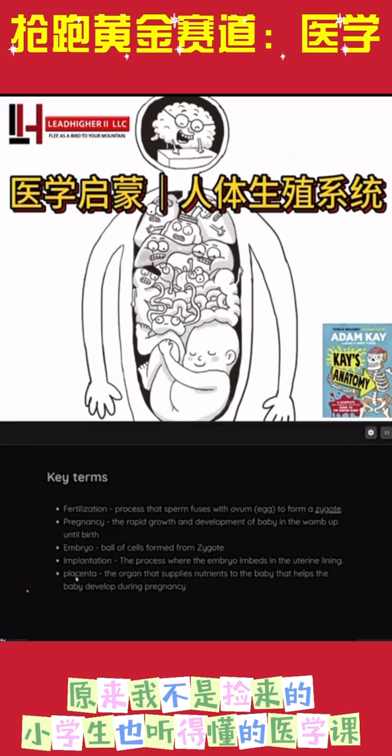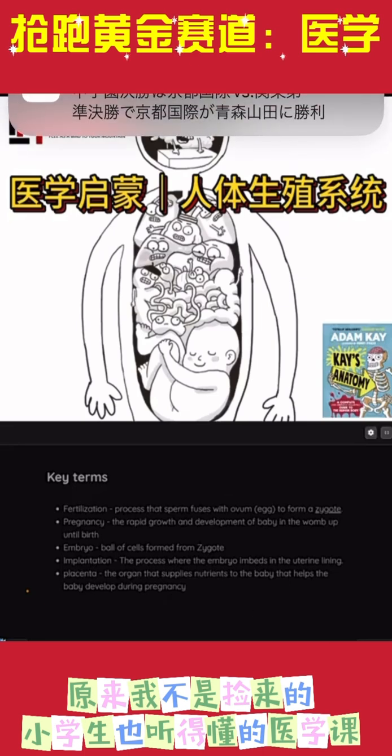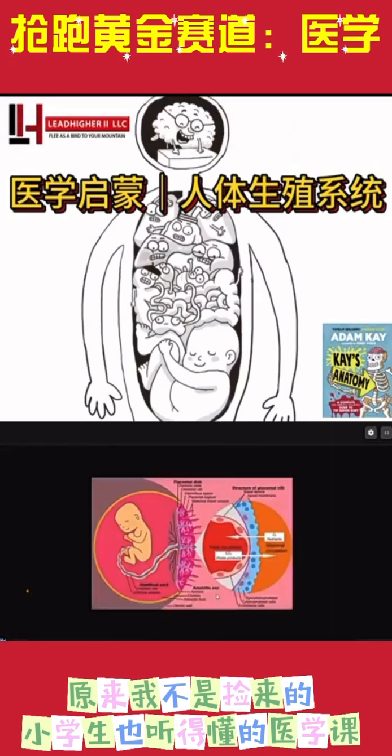And then the placenta, can you read that one? The placenta. The placenta is an organ that supplies nutrients to the body that helps the baby develop during pregnancy. Good. Yeah, during pregnancy, when the baby is growing inside the mother's uterus, inside the mother's womb. Here's what it looks like. Here's the baby. Do you know what this is called? Have you seen this before?